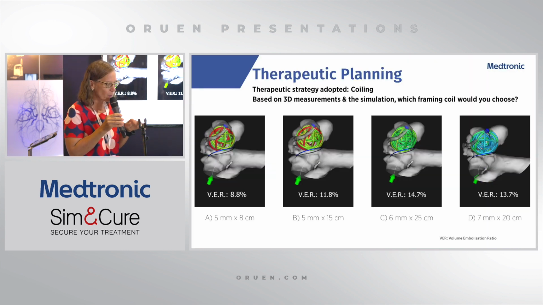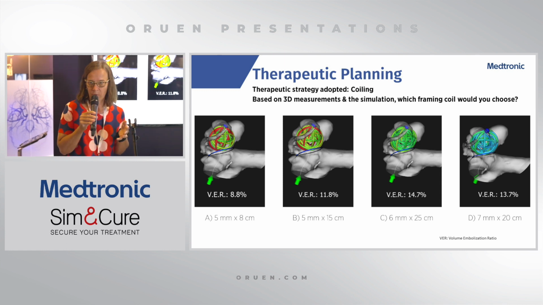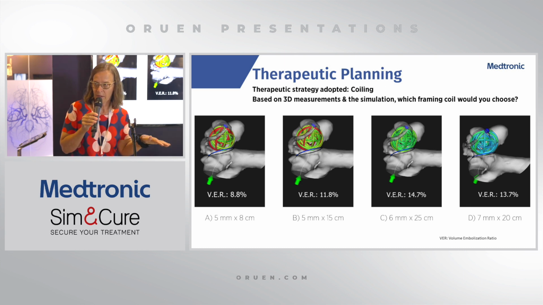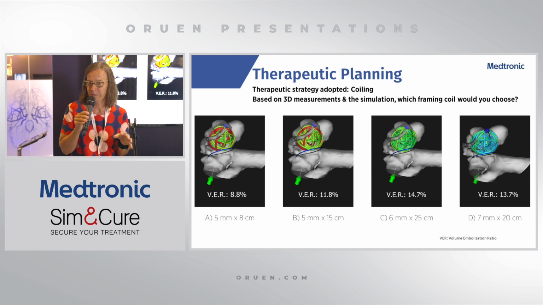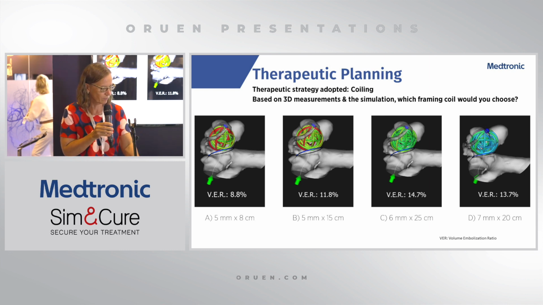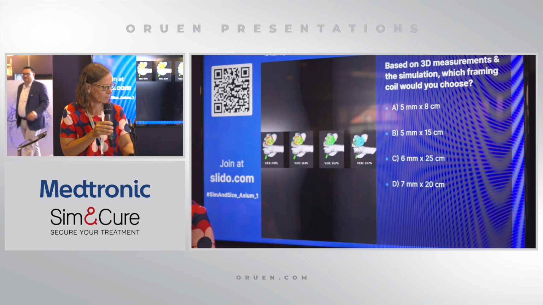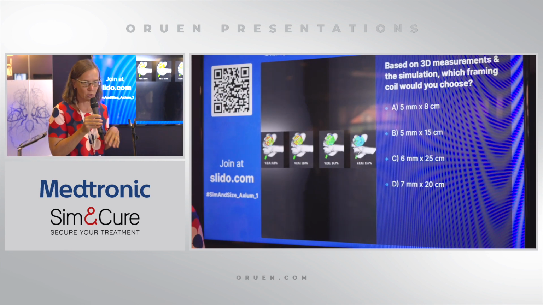And then, if you remember what I told about volume embolization ratio, VR, what should it be? So if you look at the simulation image, these are the same coils. So based on the 3D, which coil would you choose? Now you have the simulation here. So which one do you use? The same coil as previously? Or the same options now.